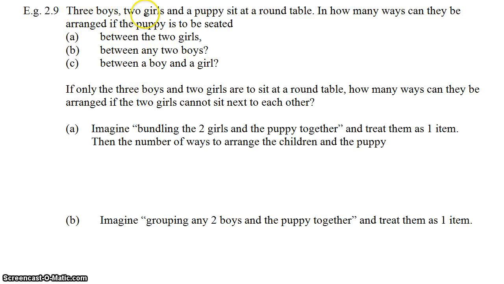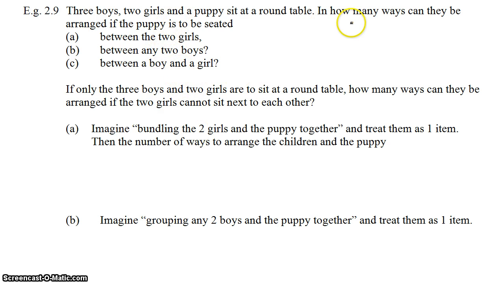Three boys, two girls, and a puppy are to sit at a round table. How many ways can they be arranged if the puppy is to be seated between the two girls, between any two boys, or between a boy and a girl? So let's do the first one.